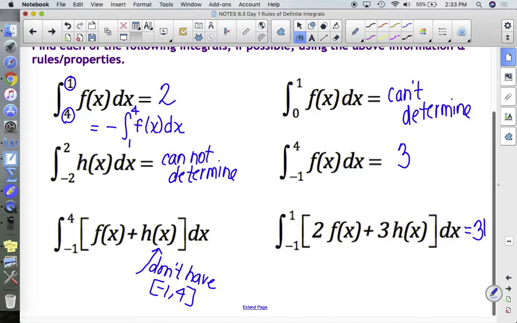We're going to have to do a little constant multipliers. In other words, I know what happens from f of x from -1 to 1, so that constant multiplier says I can double it. I know what happens from h of x from -1 to 1, so I can triple that and put that together. So it's going to be twice the 5 that I knew about and 3 times the 7 that I knew about.